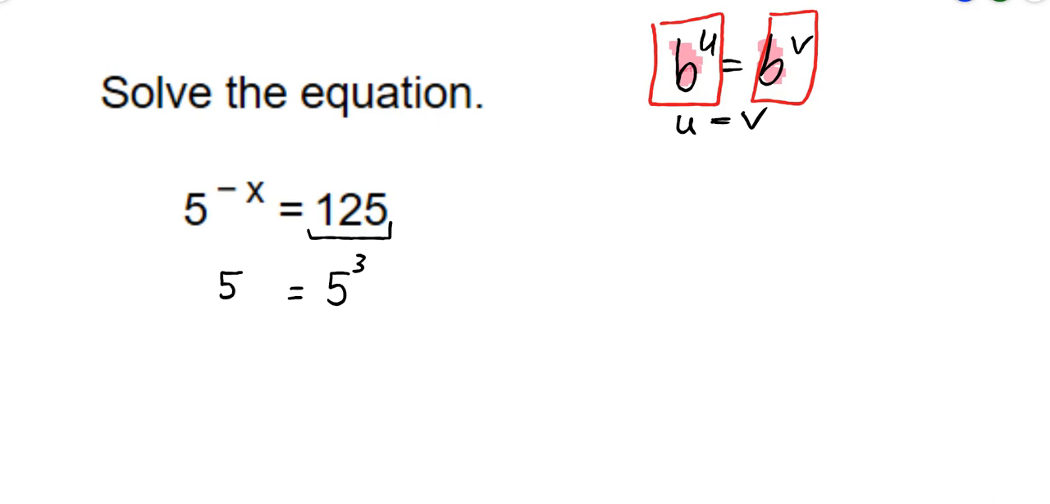I'm going to leave the left the same. And now I have the same base on both sides. Using that one-to-one property, the exponents must be equal to each other. And now I'm able to solve for x by dividing by -1 on both sides. So we get our solution of x equals -3.